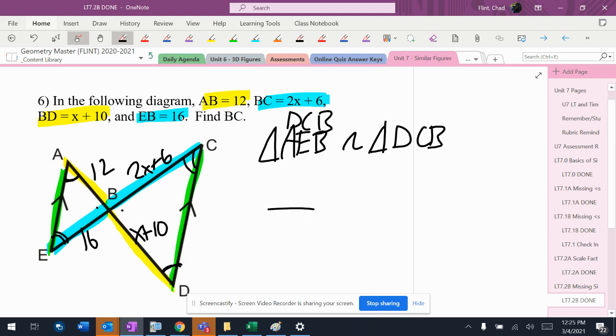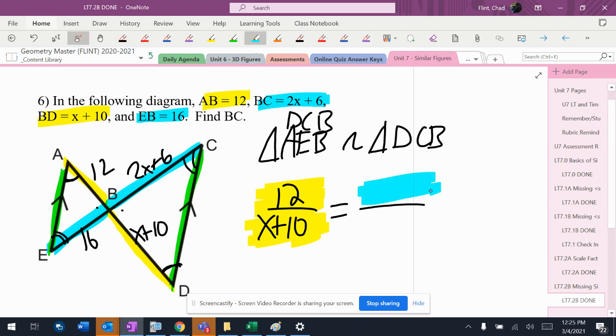So I'm going to set up the proportion. I know one yellow and one blue, so I'm not going to be able to do what I usually do, but that's okay. So I'm going to put 12 on top of this, and then x plus 10 on the bottom. Those are both the yellow sides. I'm putting the triangle that looks smaller on top. And then over here, I'm going to put the two blue sides. I'm going to put the 16 on top because it comes from the same triangle as the 12. And then 2x plus 6 on the bottom.